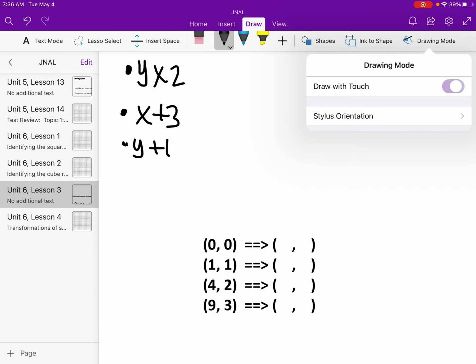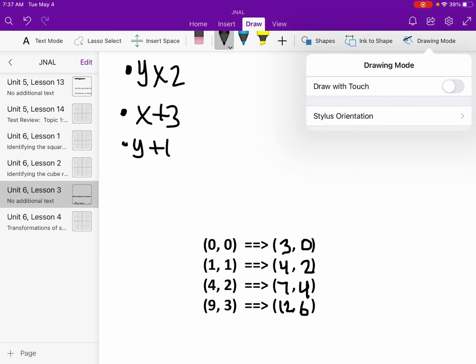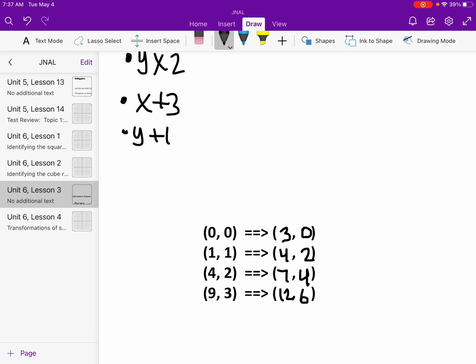So let's do the y's times 2 first. And you need to do the multiplying first before the adding or subtracting. So 0 times 2 is 0, 1 times 2 is 2, 2 times 2 is 4, and 3 times 2 is 6. So we did that. Now we need x plus 3. 0 plus 3 is 3, 1 plus 3 is 4, 4 plus 3 is 7, 9 plus 3 is 12. And then we need to add 1 to the y. So that would just be 1, 3, 5, 7.